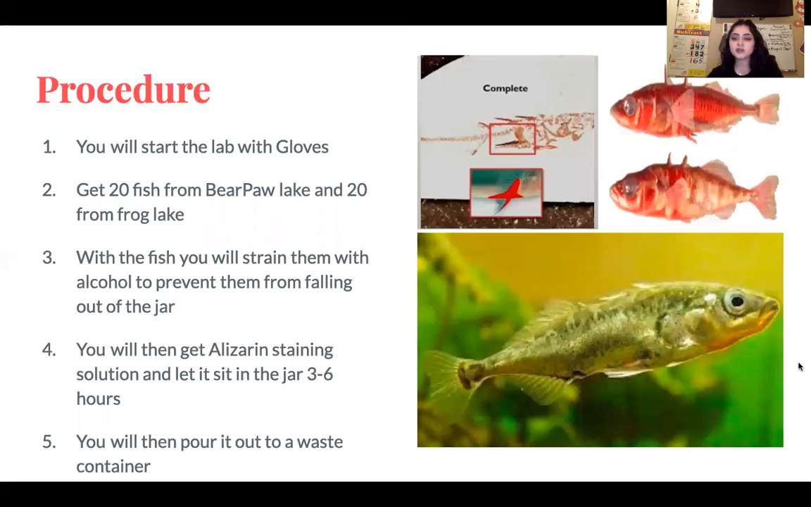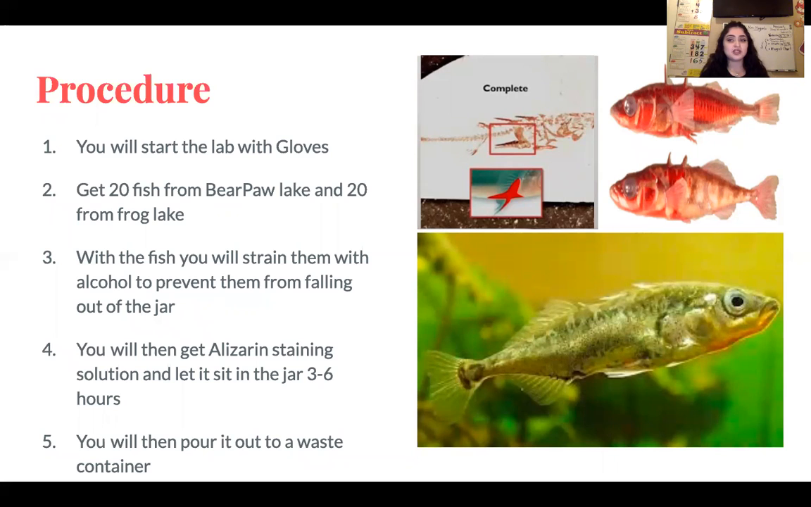Okay, starting off with the procedure, we'll of course be getting our gloves, and we'll be getting the 20 fish from Bear Paw Lake and 20 fish from Frog Lake. And basically these fish were brought out by our scientists who trapped the fish in a fish trap and were able to bring them to us in our lab for today.